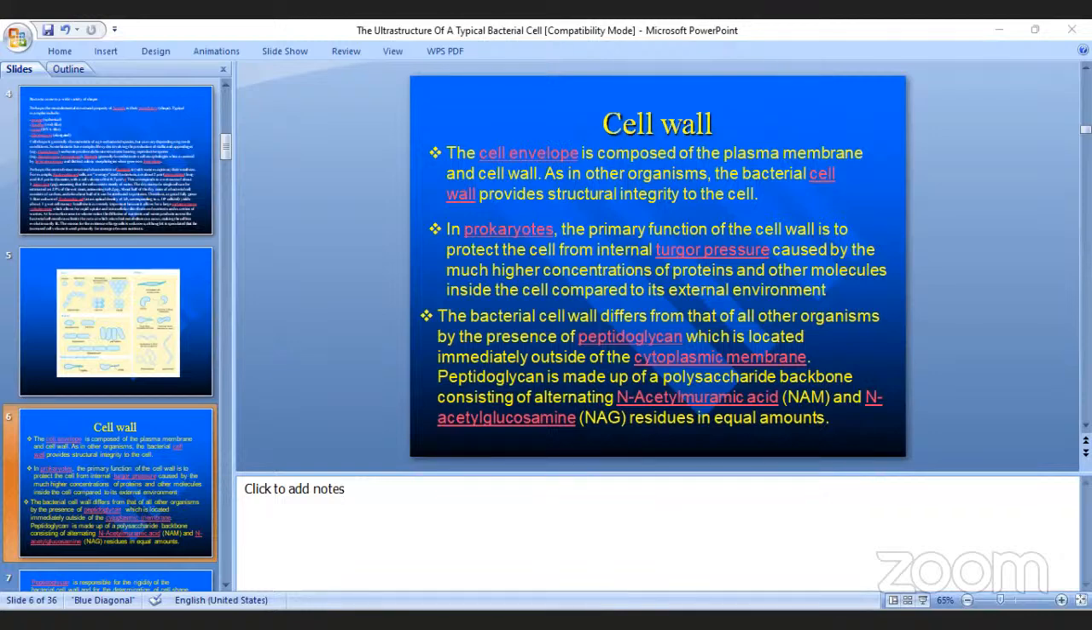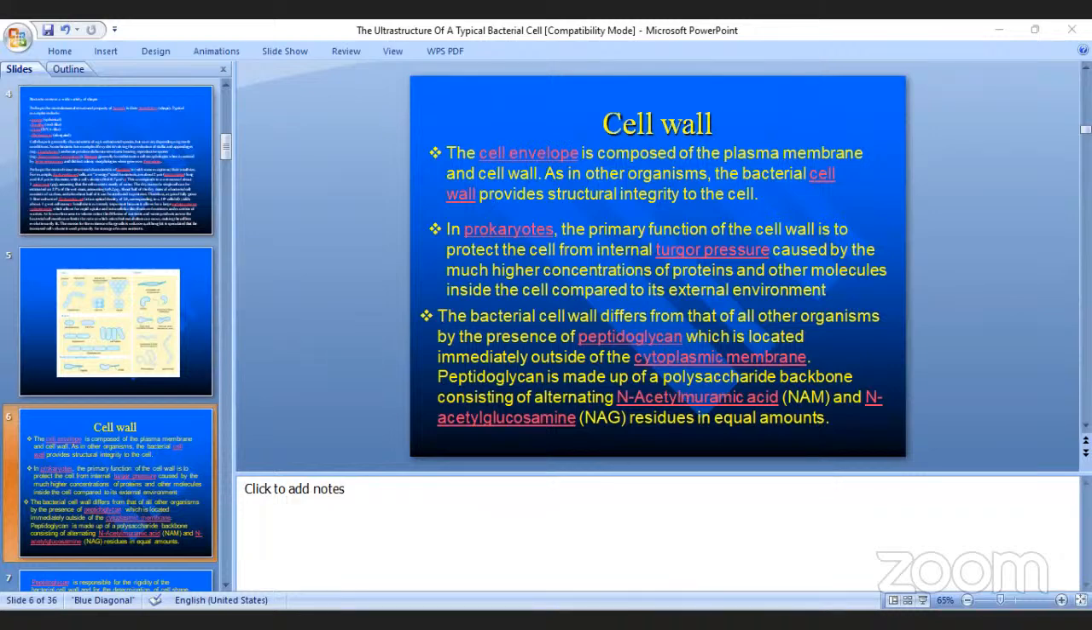So the bacterial cell wall provides structural integrity to the cell. It gives the proper shape to the bacteria, whatever its shape, maybe spherical, globose, comma shape, or S shape.